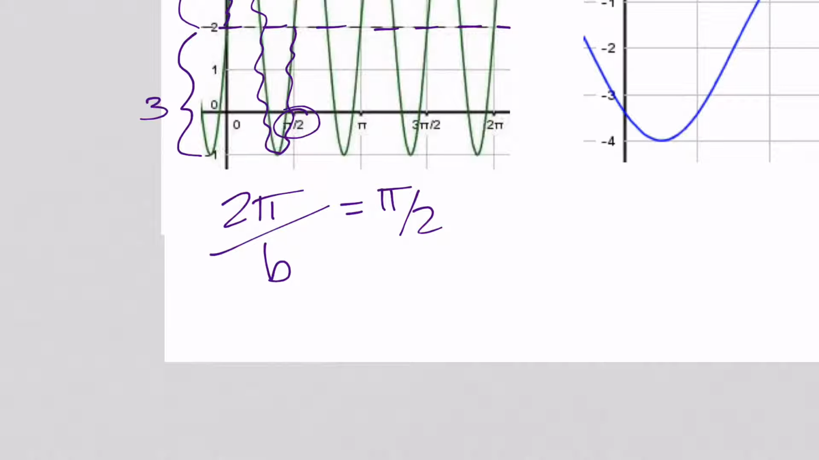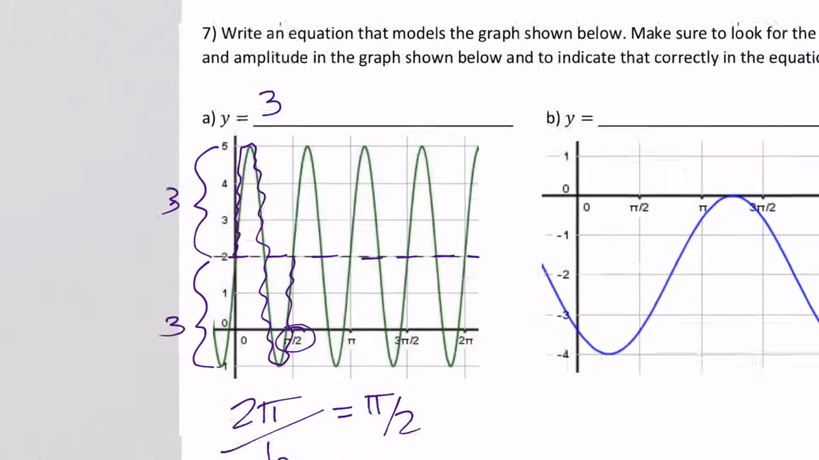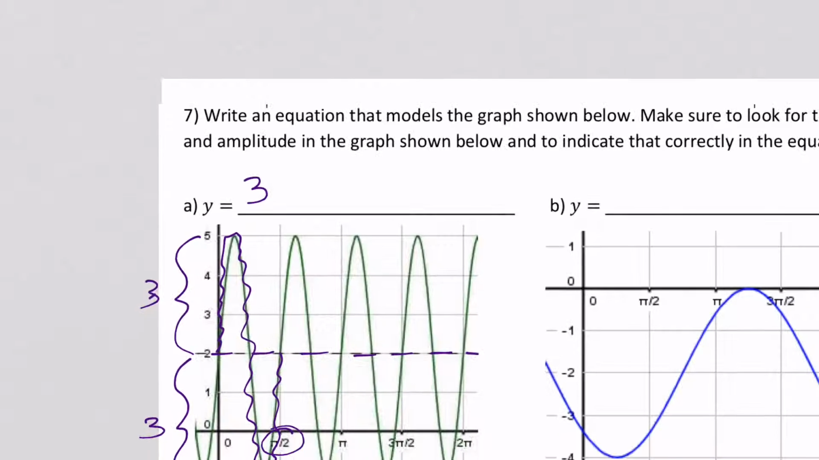Let's reciprocate both sides. I can take b over 2 pi equals 2 over pi. Notice I just flipped both sides of the fraction. Now how do I get b by itself? I multiply by 2 pi. So I get b equals 2 over pi times 2 pi, which means the pi's cancel, and I'm left with 2 times 2 is 4. So I know my equation.